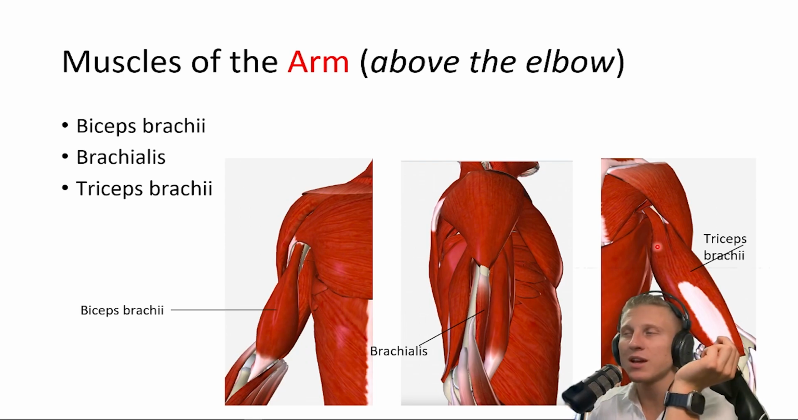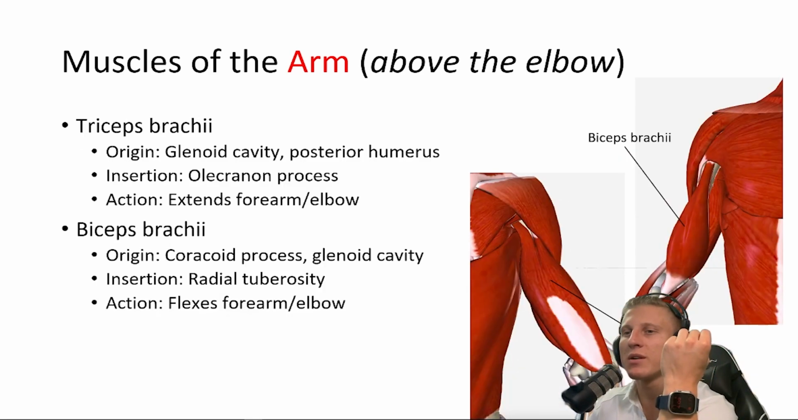There's technically 3 heads of this, but we're not going to worry about that right now. We do, however, need to know the origin and insertion of the triceps. Origin is going to be the glenoid cavity of the scapula, okay? Kind of just along the edge of the glenoid cavity, I should say. It's not in the socket itself. Obviously, that would be problematic for your range of motion.